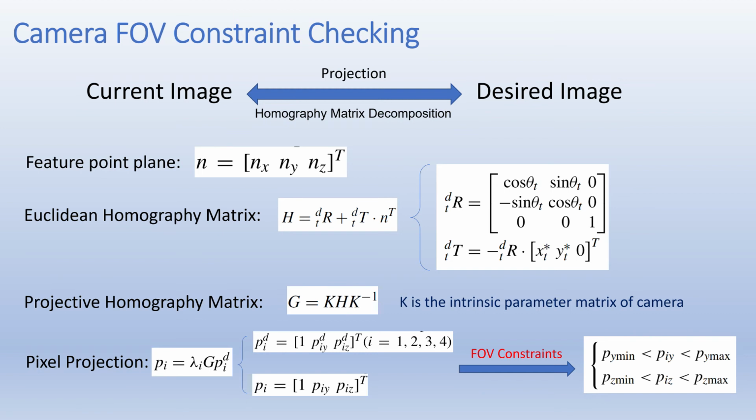in the field of view of the camera, and all these conditions compose a very complex formula, and we can calculate all of them by only implementing these constraints. And this whole process is called camera field of view constraint checking.